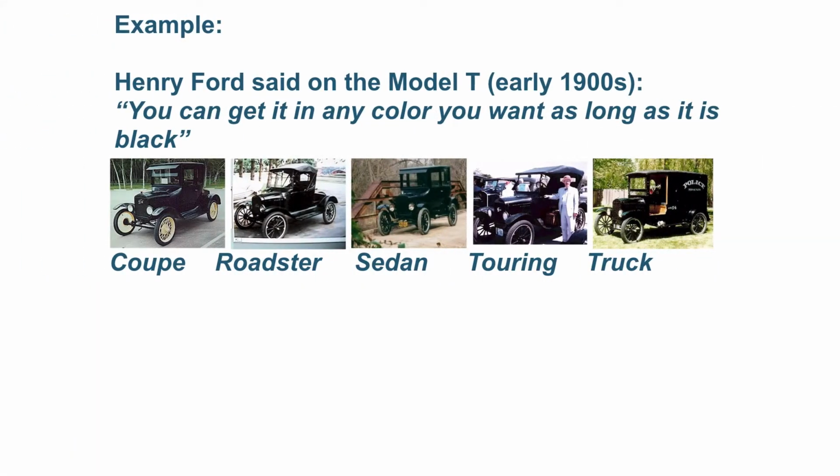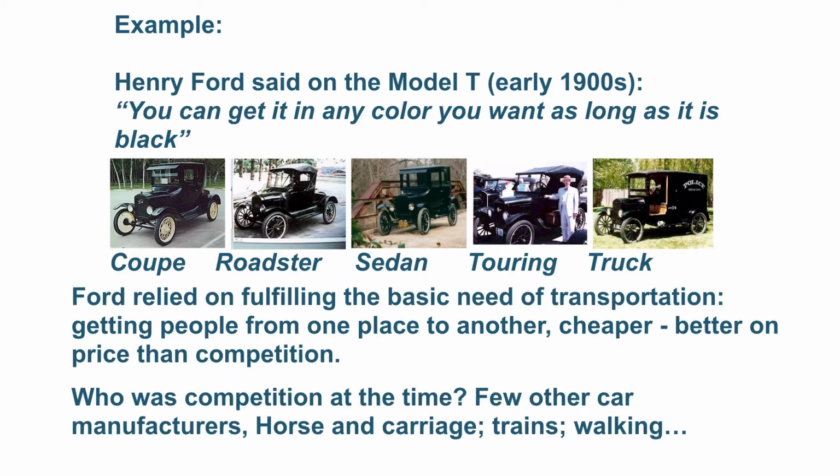Let's start with an example. Henry Ford in the 1900s had his Model T car. And his classic saying was, "You can get it in any color you want as long as it is black." What did he actually mean by that? So Ford relied on fulfilling the basic need of transportation, the idea of getting people from one place to another, cheaper and better than competition.